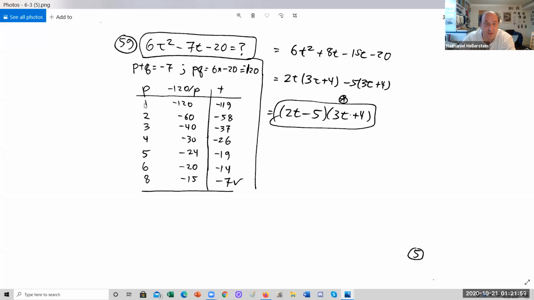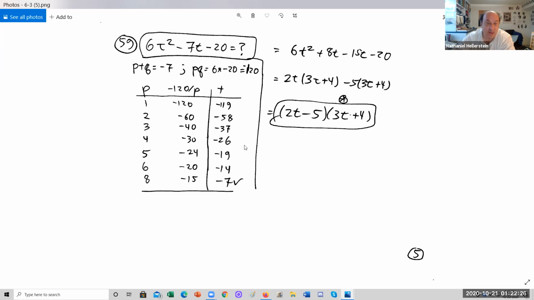All right, this one had a fairly longish search. 6t² minus 7t minus 20. The sum is -7. Their product is 6 times -20, which is -120. Well, 1, -120, -119, no. 2, -60, -58. 3, no. 4, no. 5, no. 6, no. Finally, 8, -15, and -7 works.